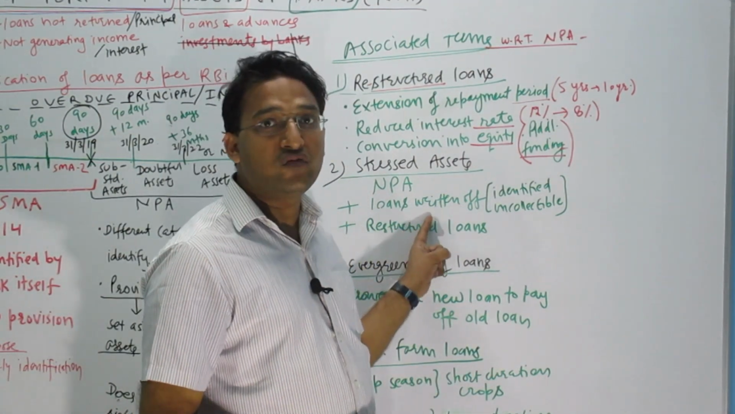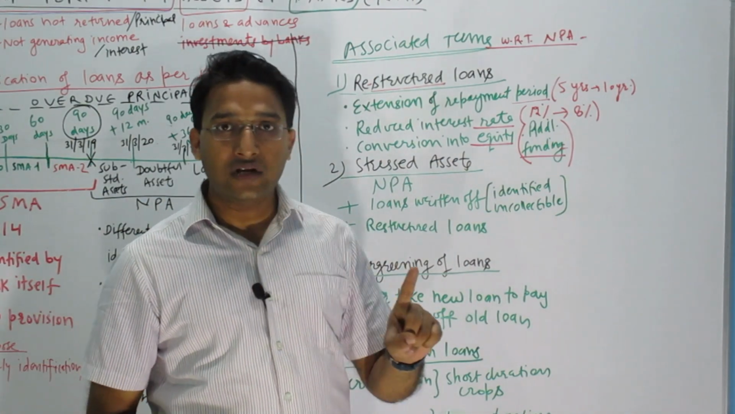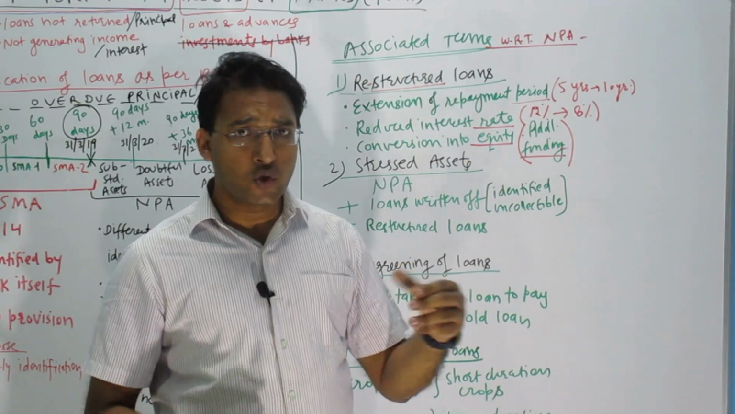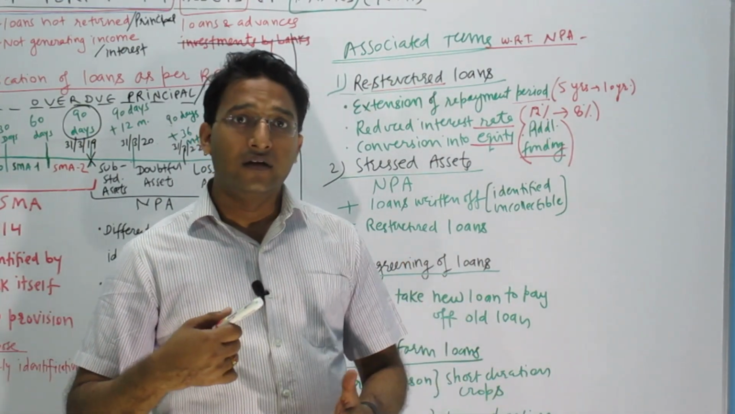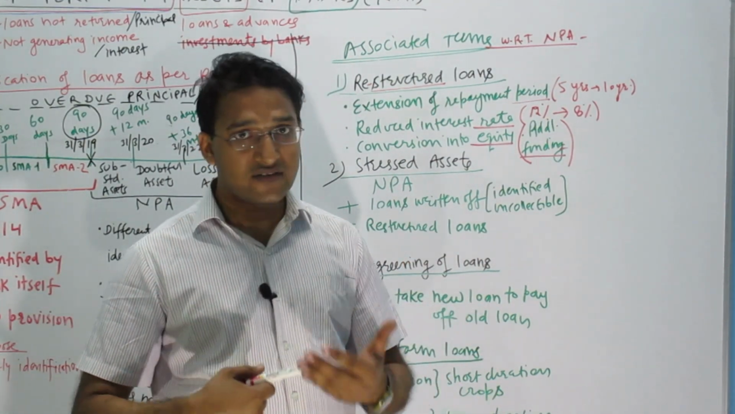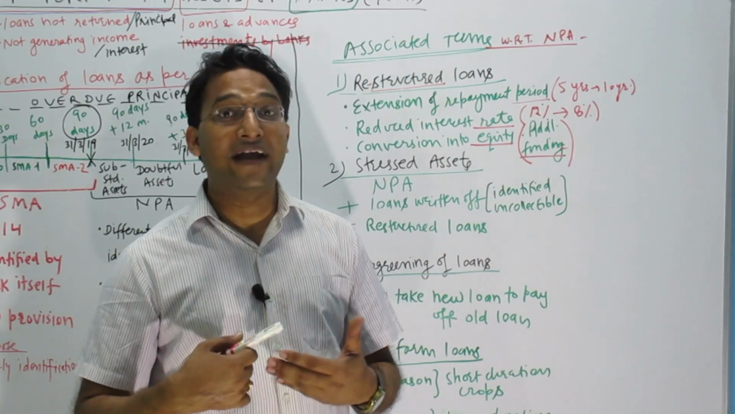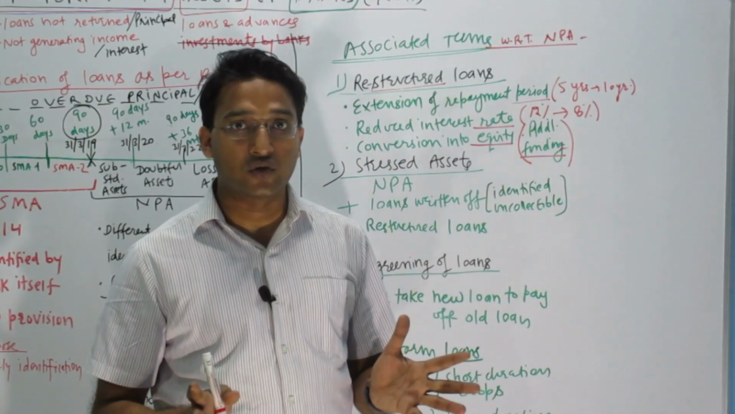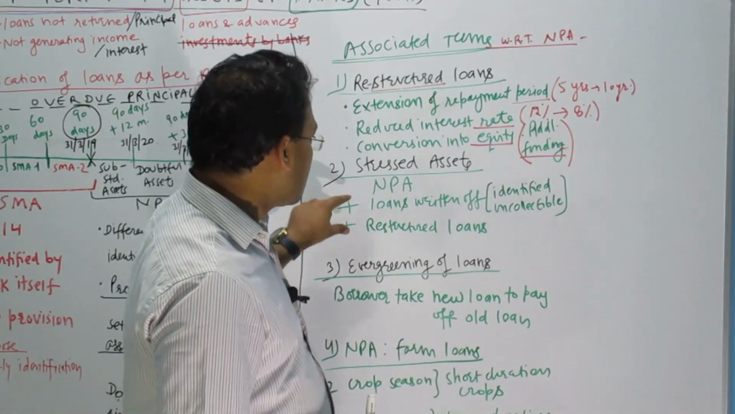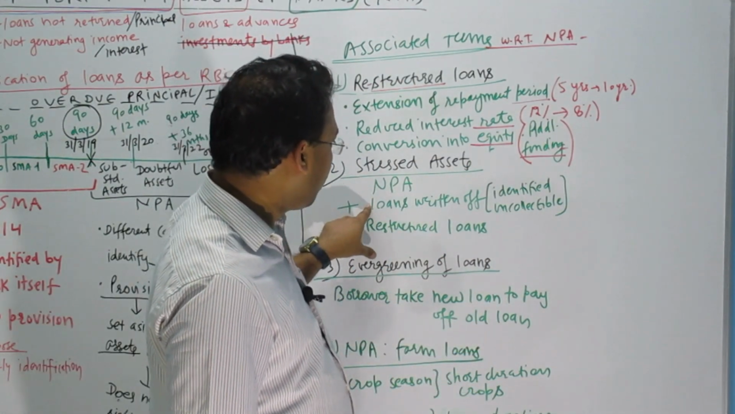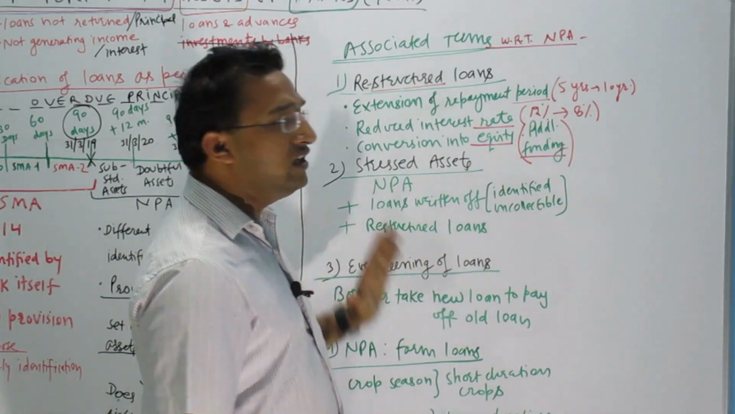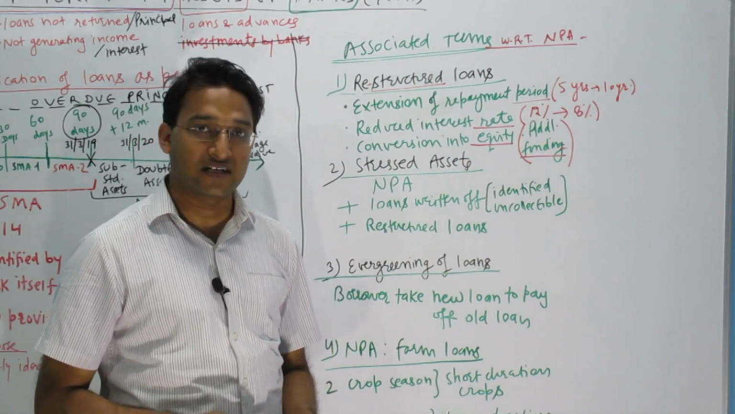Again, this writing off is an accounting exercise. It is not the bank leaving its right to recover. The bank has a full right to recover. It is just writing it off from the books of account, so that the books of account give the real picture, not an exaggerated picture. So first is the NPA, second is the loans written off, and third is the restructured loan, which we already discussed. These are the three components of stressed assets.